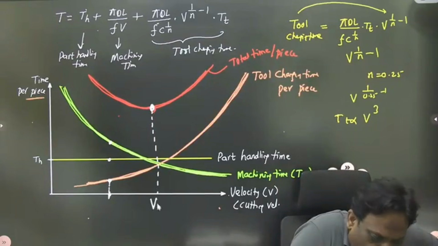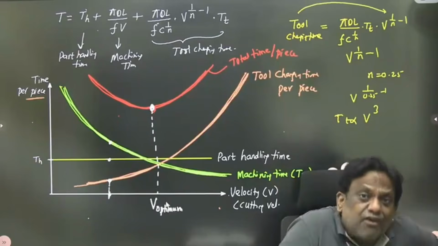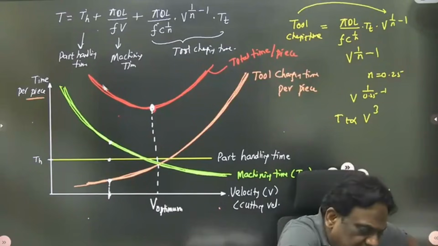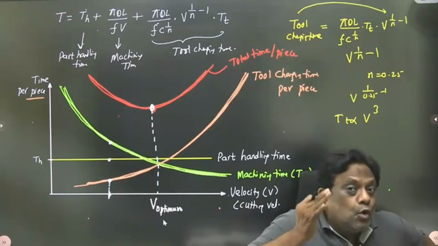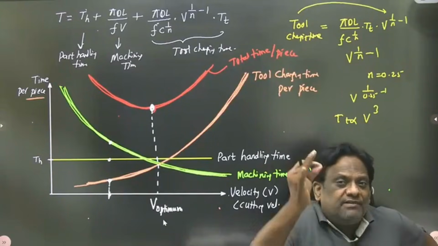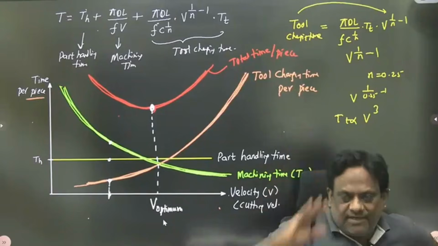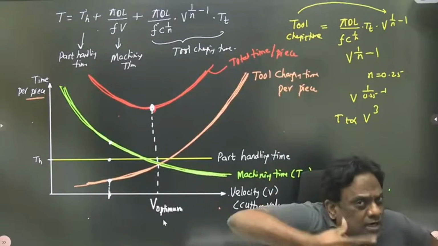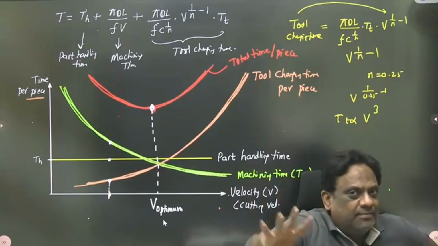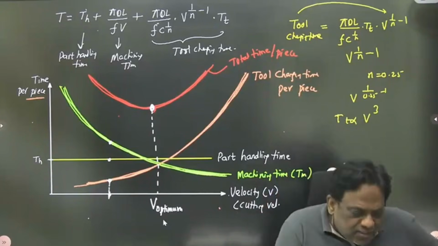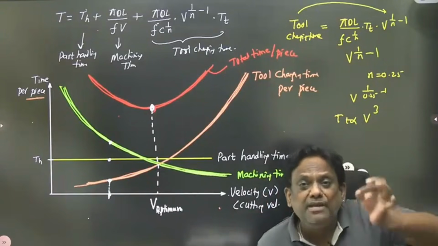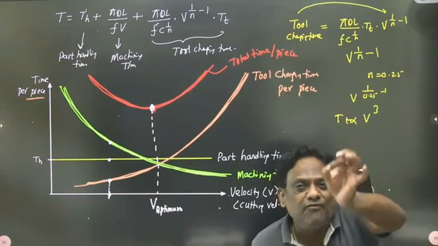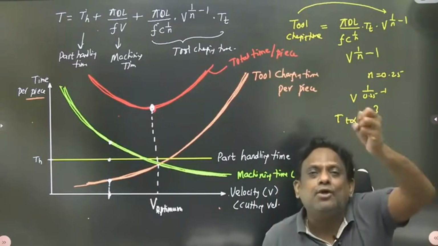इसको बोलते हैं optimum velocity. This is the optimum velocity for what? Here along this, what is changing? Velocity is changing. This is the optimum velocity for what? Low production time or high productivity. Productivity means more number of components produced in smaller time. So please note down that this velocity is known as optimum cutting velocity for minimum manufacturing time, for minimum production time.